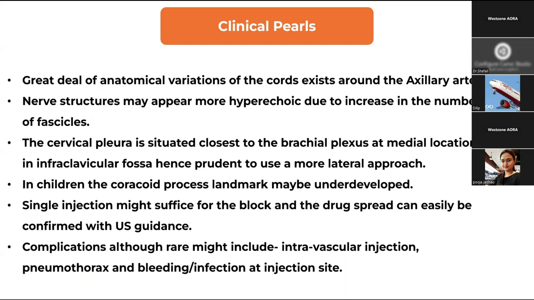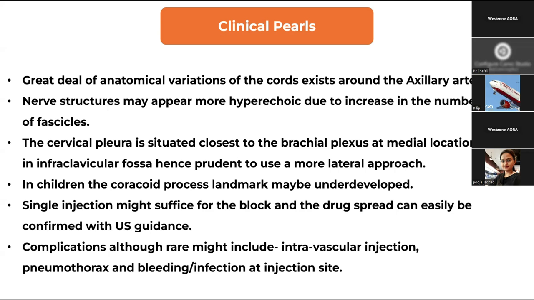Now, a few things about this block. There's a great deal of anatomical variations, like I just said. The nerve structures here appear more hyperechoic compared to the supraclavicular area. The cervical pleura is the closest to the brachial plexus at the medial location in the infraclavicular fossa. Hence, we use a more lateral approach. In children, the coracoid process, which is used as a landmark, may also be underdeveloped. A single injection technique might be sufficient as the anatomy is very compact.